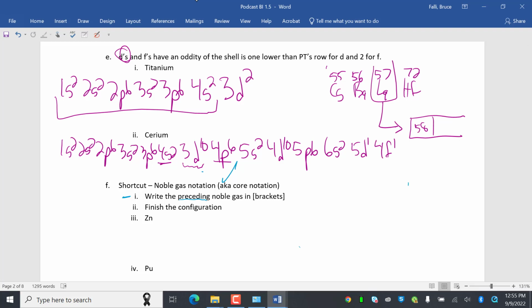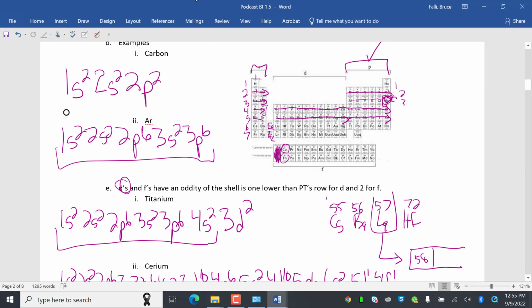Okay. Next, we have noble gas notation, core notation. Shortcut, yeah! So what you do is you pick the preceding noble gas in brackets, and then you finish the configuration. So I'm going to look at zinc. Zinc is Zn, and zinc, my friends, is right here. Noble gases are these right here. Those are your noble gases. So the preceding noble gas for zinc is argon, right? Zinc is number 30, if you're looking at your periodic table. The preceding noble gas is the one that comes before, which is argon, which is 18.